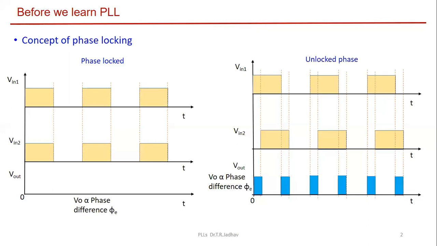So phase locking, in short, means both the signals are in phase. That's why if we try to find out the output voltage which is proportional to the phase difference, it is going to be 0 when there is a phase locking condition. So let us move on to another concept which is also important in PLL.